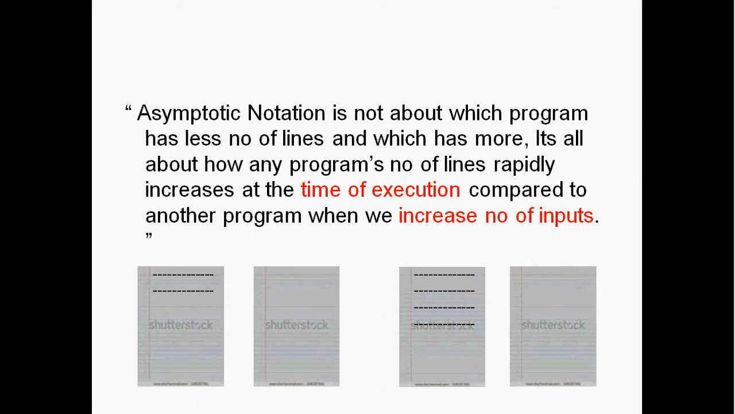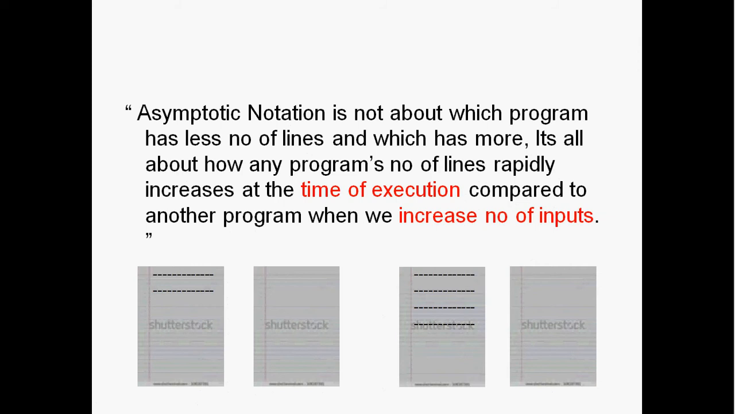Okay, this is a very important line. I have concluded it from my experience. Just read it carefully. Asymptotic notation is not about which program has fewer lines and which has more. It's all about how rapidly a program's number of executed lines increases compared to another program when we increase the number of inputs.